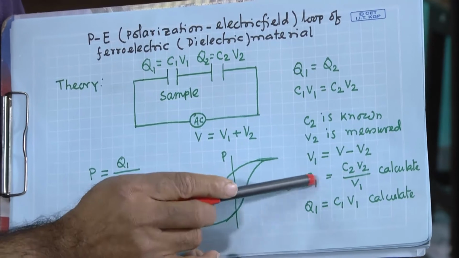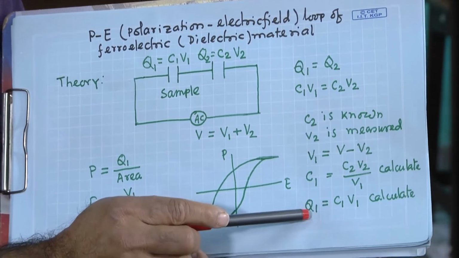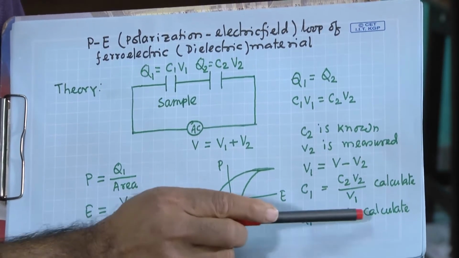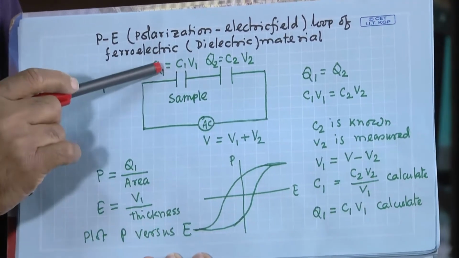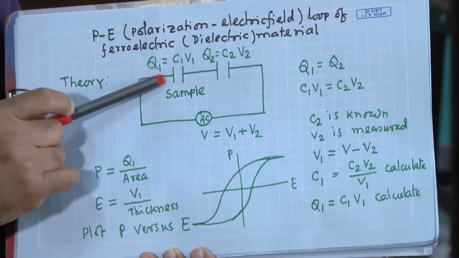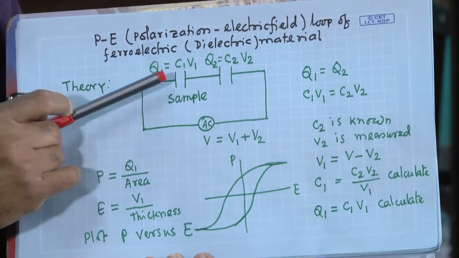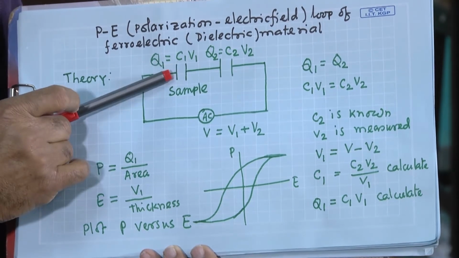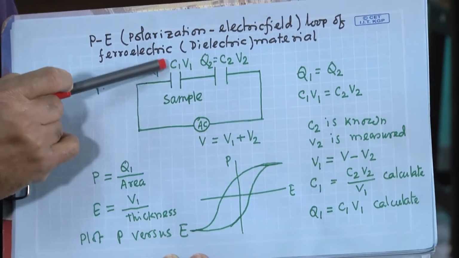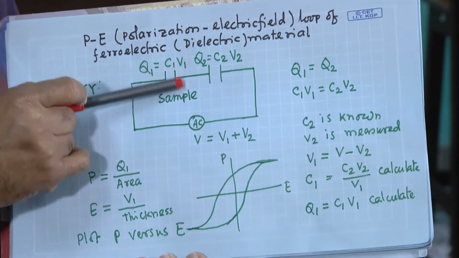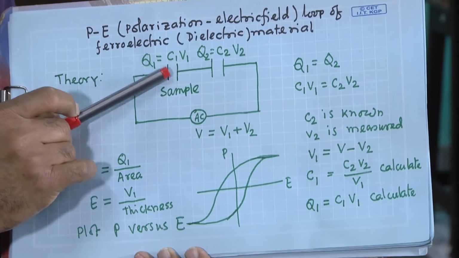Then when we know C1 and V1, we know Q1. Q1 can be calculated as C1 V1. So, we know Q1 and V1. Q1 is the charge stored in our sample capacitor, and V1 is the voltage across this capacitor. Now, this charge is on the surface: on one side it will be positive charge, and on the other side negative charge. So, it will form an electric dipole.